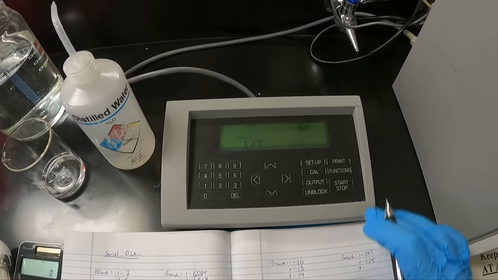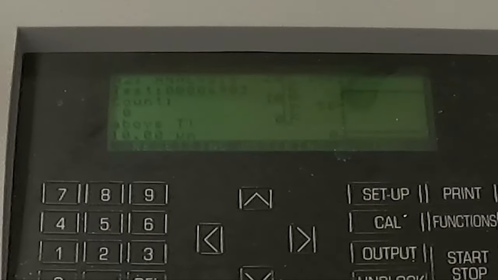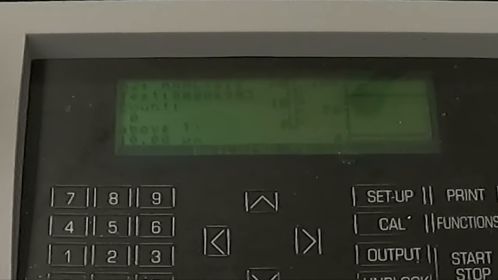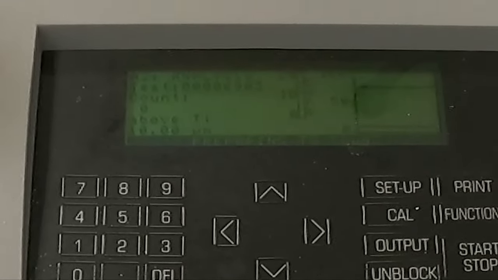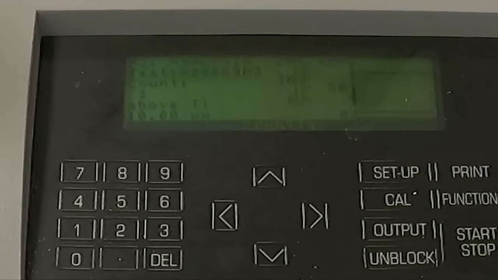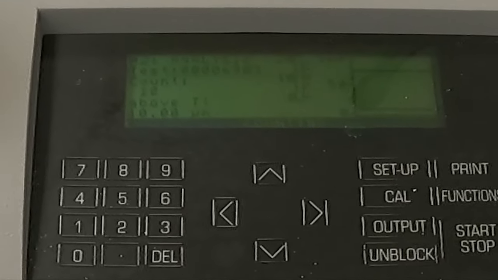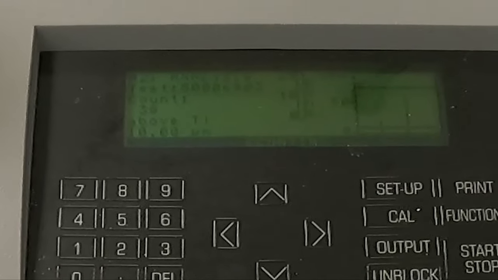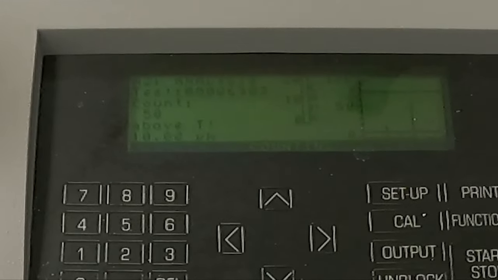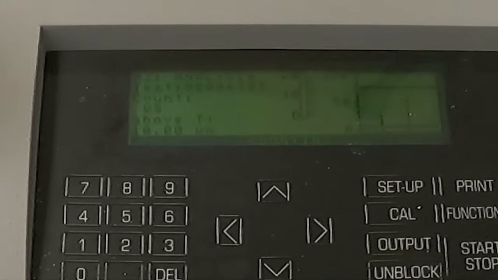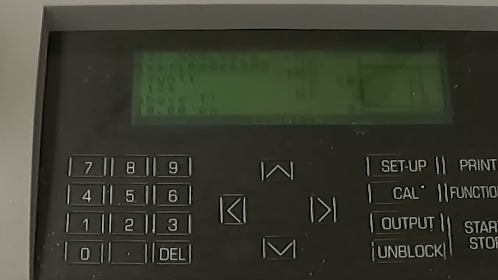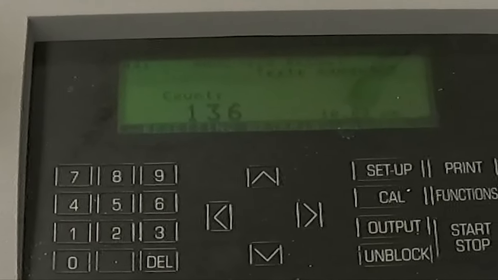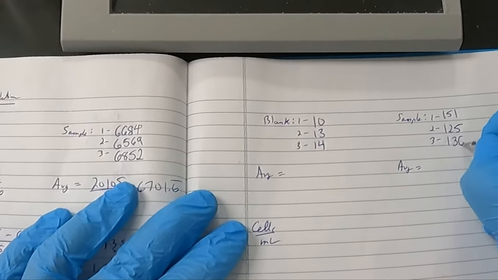125. Not as close as I would like them, but your data is your data. Hopefully the next number is in between the two. 136. Not bad.